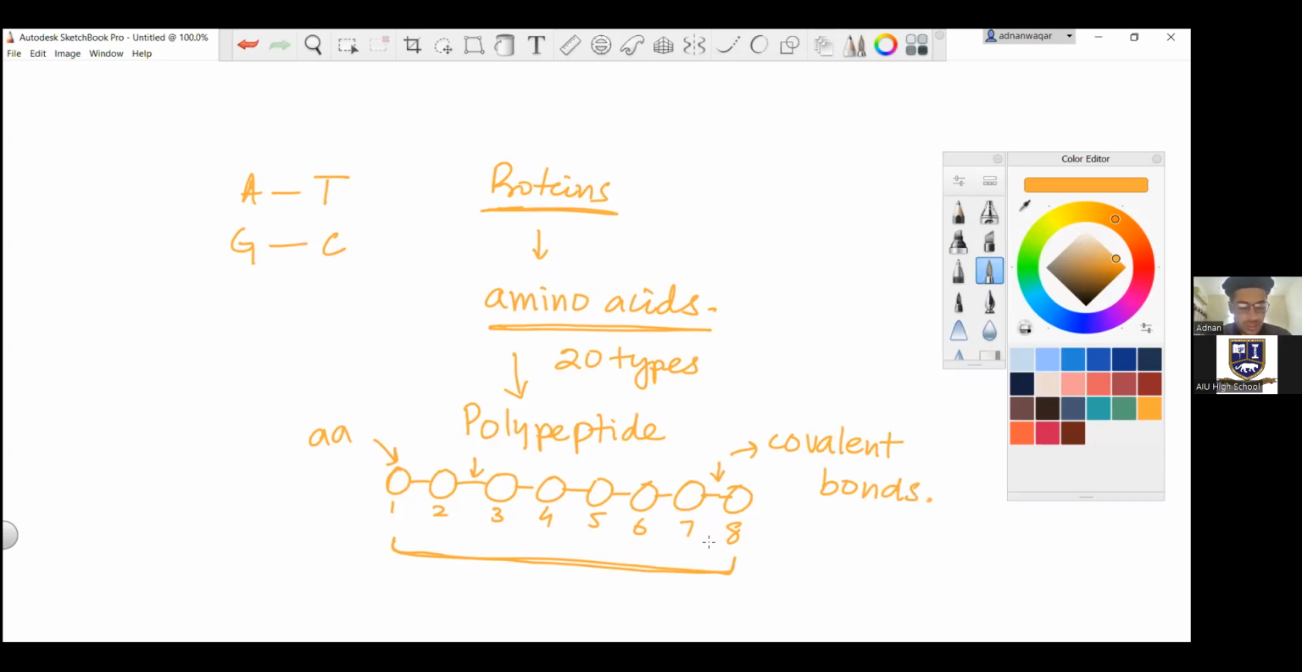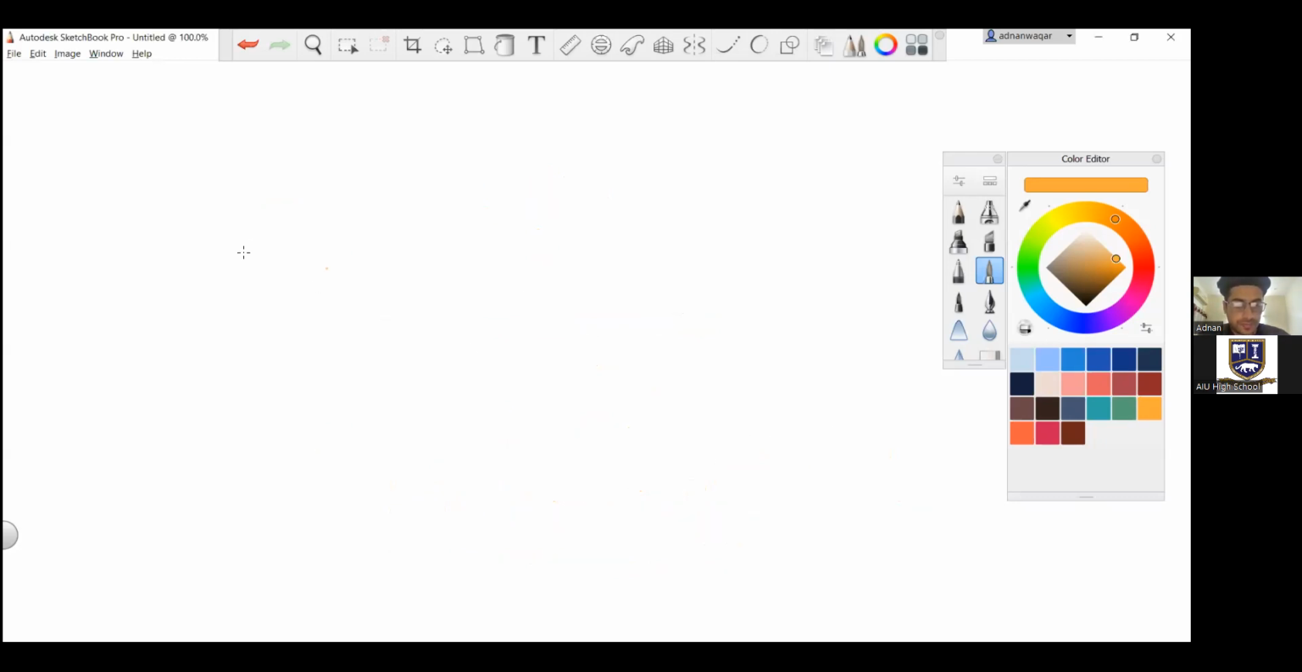Okay, so now how are proteins synthesized from the DNA? We have two types of nucleic acids. One is DNA and the other one is RNA. DNA is double-stranded and RNA is a single-stranded molecule. So this table is trying to tell you guys that, for example, this is DNA, right? And we have different bases on it.